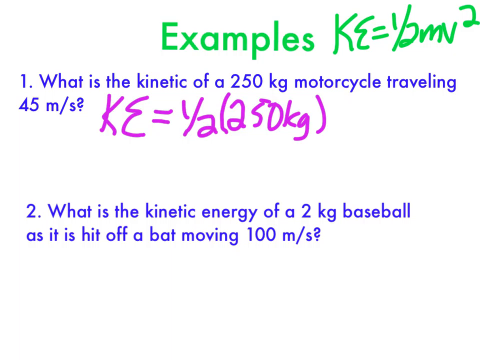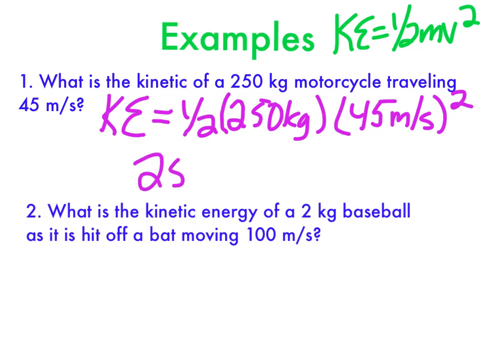And it's 1/2 of mv squared, and our v is 45 meters per second. So we're going to write 45 m/s squared. And then we're going to plug all that into our calculator. And the answer that we get is 253,125 joules. So that's a lot of energy that a motorcycle has. And that makes sense because the motorcycle is traveling very, very fast.